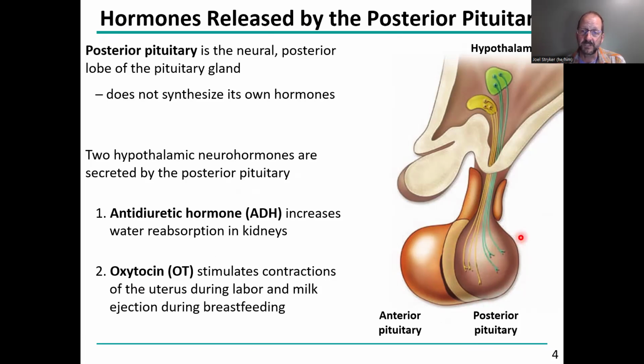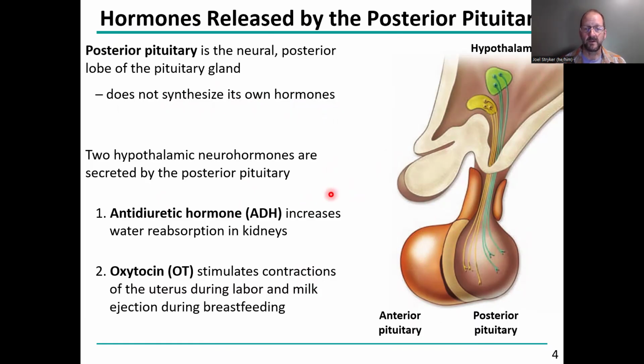Notice that the posterior pituitary is not making any of its own hormones. It's basically just an extension of the hypothalamus, is kind of the best way to think about the posterior. Anterior is glandular tissue and is its own thing. Just it's controlled by the hypothalamus.